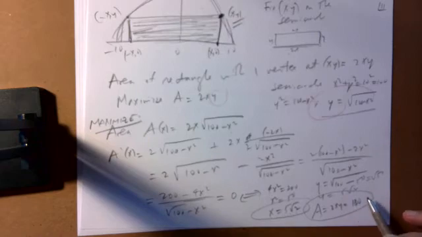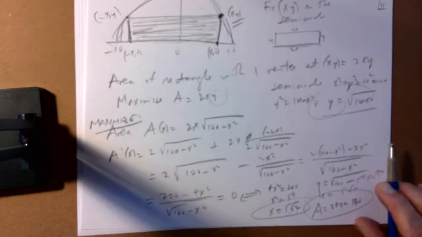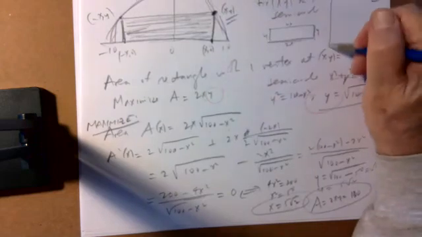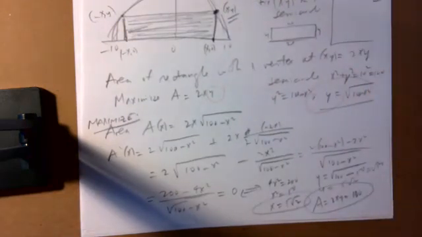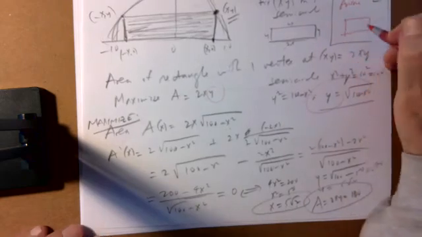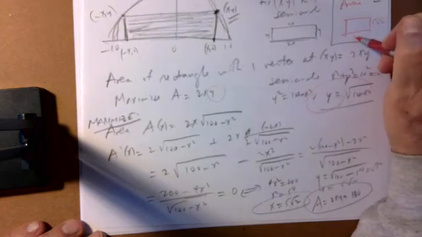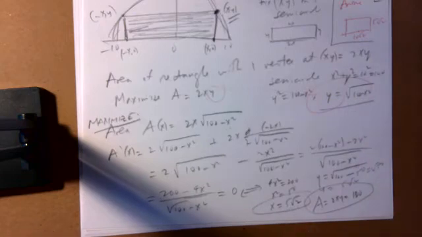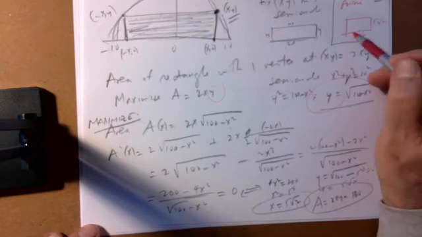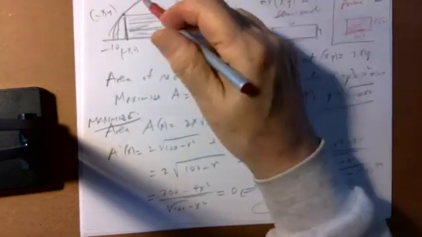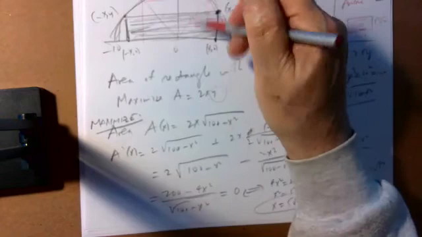Okay, the dimensions, thank you. The problem says find the dimensions of the rectangle. So let me write here, answer: this height is 5 root 2. The width is 10 root 2. So those are the dimensions of the rectangle inscribed in the semicircle with maximum area. It's actually something that looks like this.